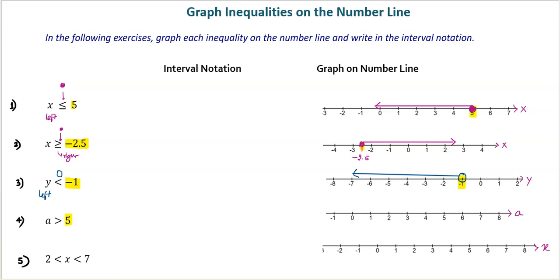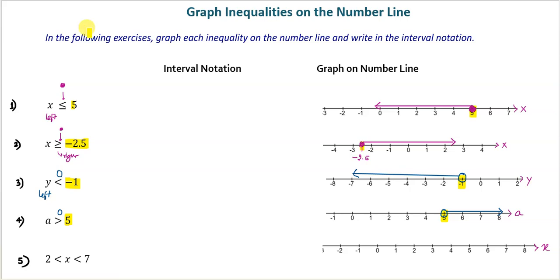Now, a greater than 5. So as usual, locate the number 5. Now, since it's greater than, with no equal, it means it's hollow. This is hollow. Move towards the right.